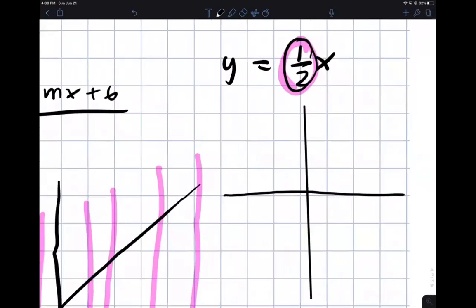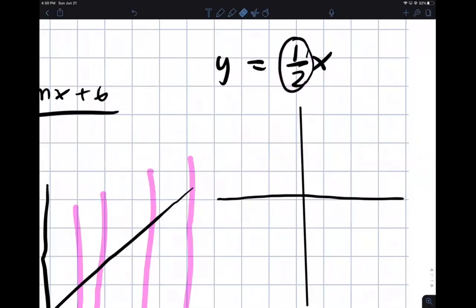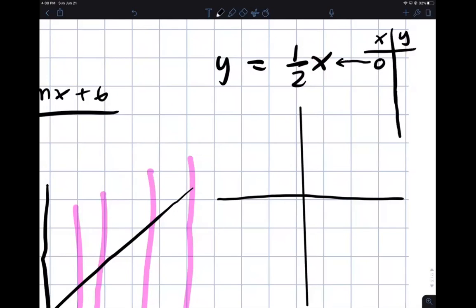So for example, can we do that thing again where we plugged in numbers? All right, so when x is 0, what's y? One half. So if you plug in x is 0, would we get 1/2? It would just be 0. Yep. So when x is 1, what's y?